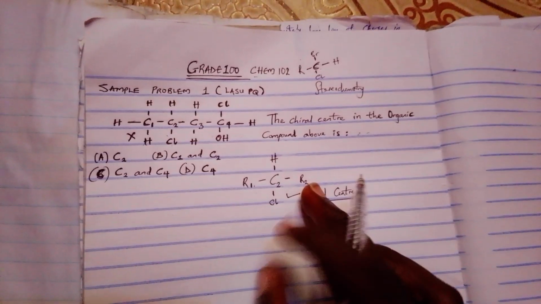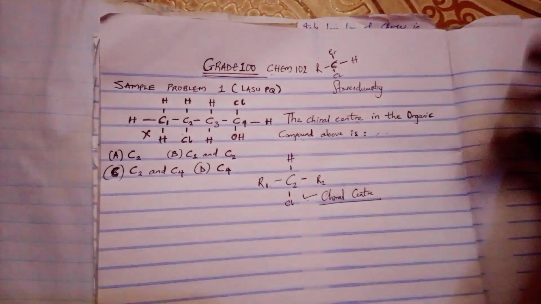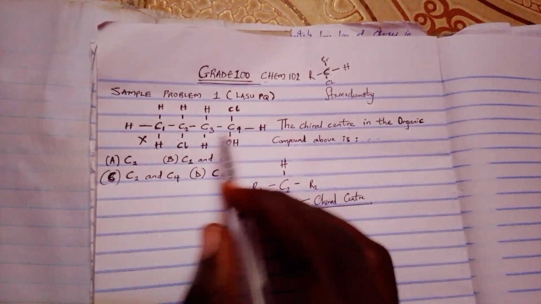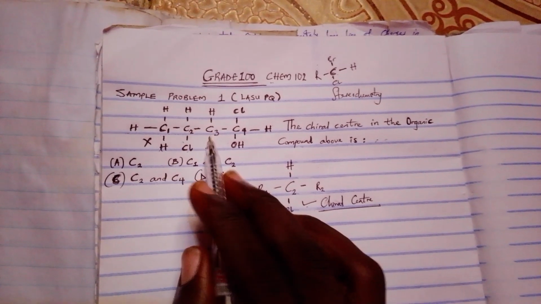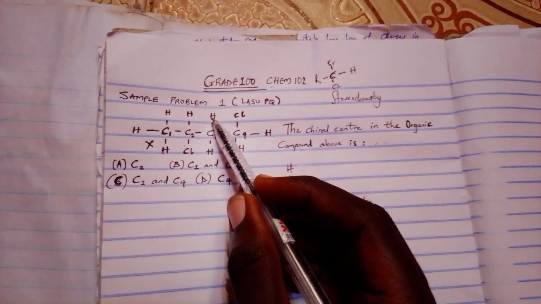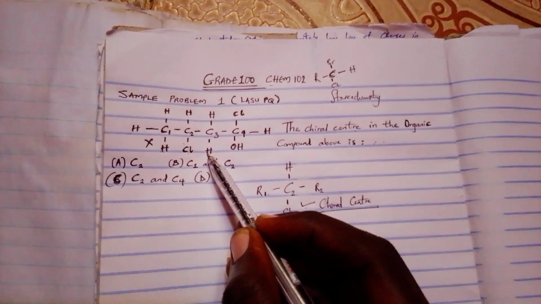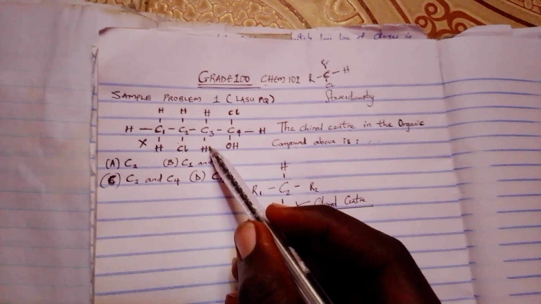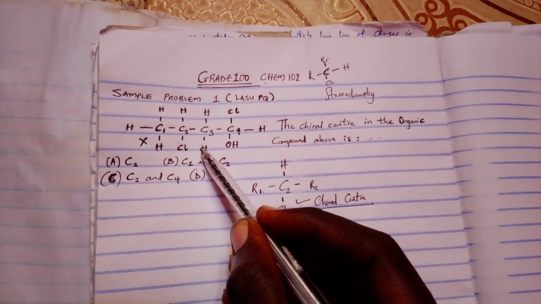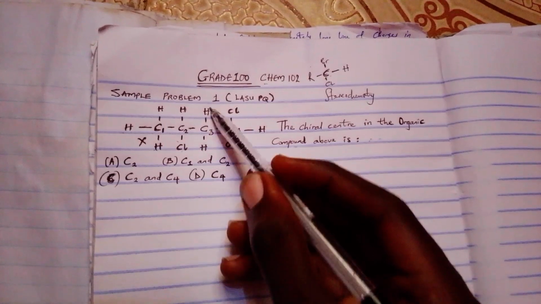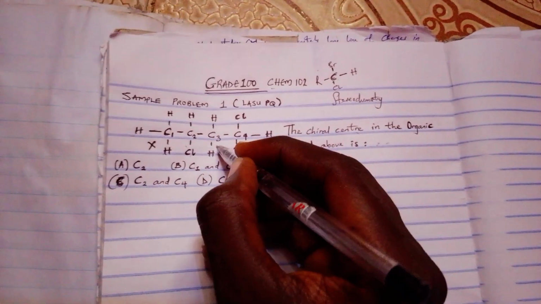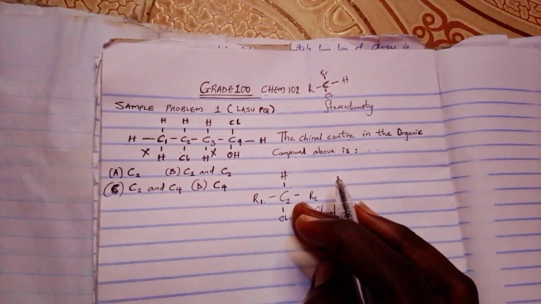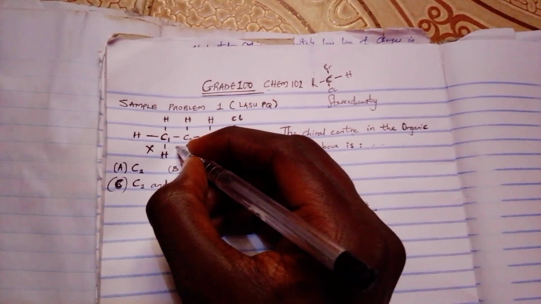So we already have one chiral center, and we are looking for others too. Now let's go to carbon 3. Carbon 3 is attached to hydrogen up here and another hydrogen down here. Hence this can never be a chiral carbon because it's already attached to 2 identical groups. This makes carbon 3 not a chiral center, and carbon 2 is a chiral center.